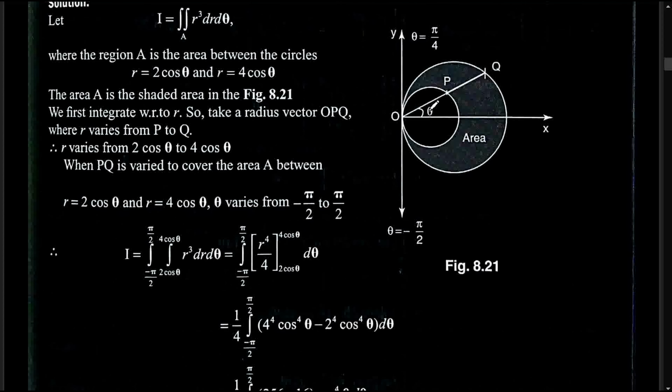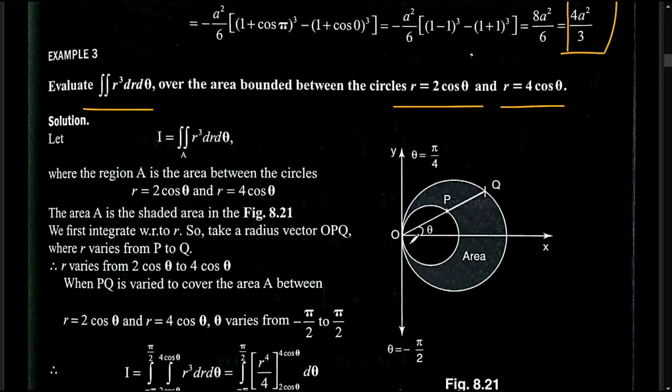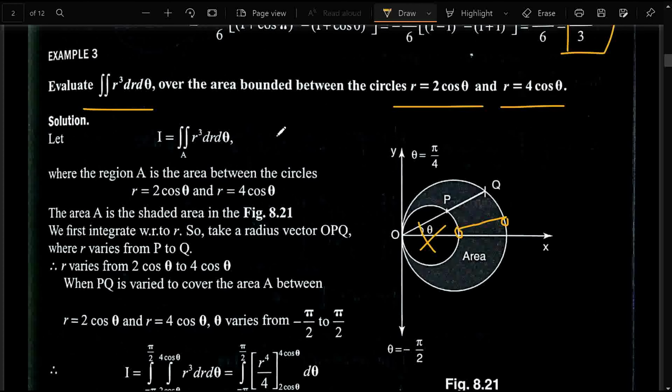This circle is the smaller circle present here, and this one is the bigger circle present here. We need the area bounded between them, in the sense that this area is omitted and only this area is taken into account. So for this area, the lower limit is the equation of the smaller circle, and the upper limit is the equation of the bigger circle.